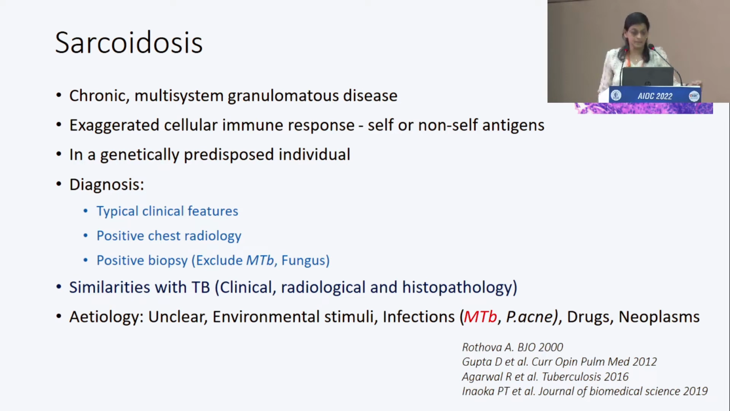Now this disease has caused a lot of interest because of its similarities with tuberculosis, and it is very similar clinically, radiologically as well as histopathologically. We do not know the cause of sarcoid; it's multifactorial. Some say it's environmental stimuli, some say it's infections, especially mycobacteria, atypical mycobacteria, and P. acnes. Certain drugs also cause sarcoid-like reactions, and neoplasms such as lymphoma are associated with sarcoidosis as well.